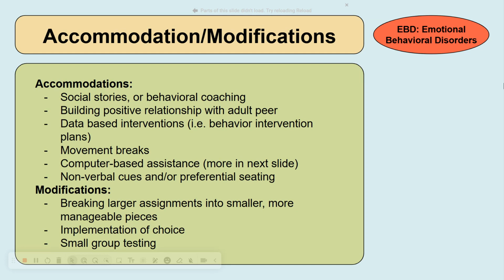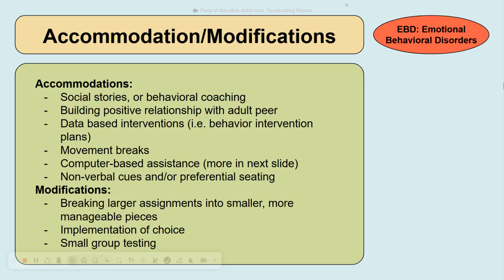If we're talking about modifications to assignments, the biggest thing is breaking larger assignments into smaller, more manageable pieces. So it calms down the sense of anxiety or worry or stress when they're looking at a large assignment. A big thing too is implementation of choice. So giving the student options of option 1, you can write about this topic, or option 2, you can write about this topic. Giving them the element of choice makes them feel like they are making their own decisions, and they'll be more motivated to do their work and do good work, which is the most important piece.